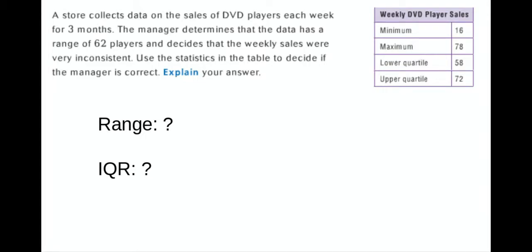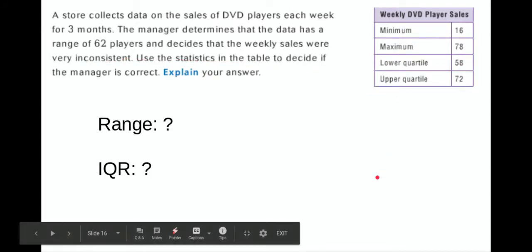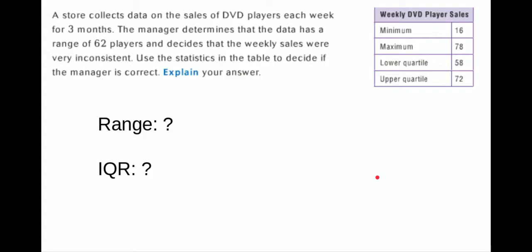So a store collects data on the sales of DVD players each week for 3 months. The manager determines that the data has a range of 62 players and decides that the weekly sales were very inconsistent. Use statistics in the table to decide if the manager is correct.